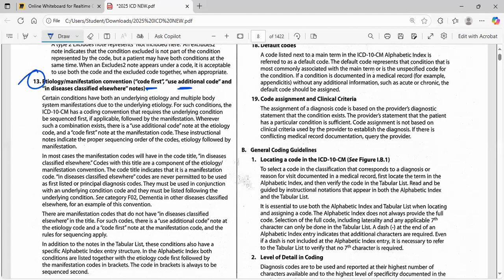So etiology is our primary diagnosis always, and manifestation is a secondary. So there are two conditions where we have to code the etiology as well as the manifestation. In those conditions, we have the code first and use additional instructions in the tabular. We are able to see the code first instruction in the manifestation codes. There is a use additional instruction at the etiology code, which will tell us the correct sequencing of the codes.